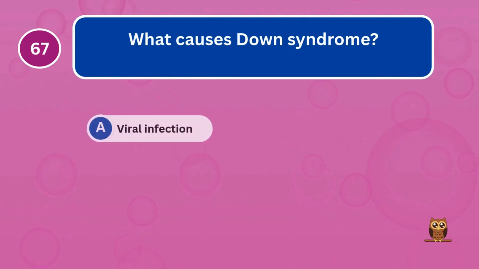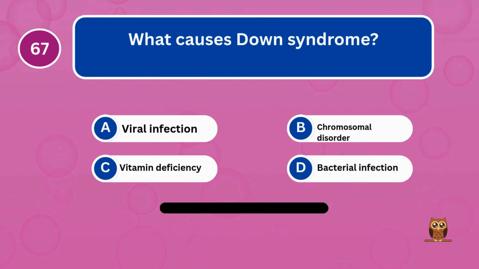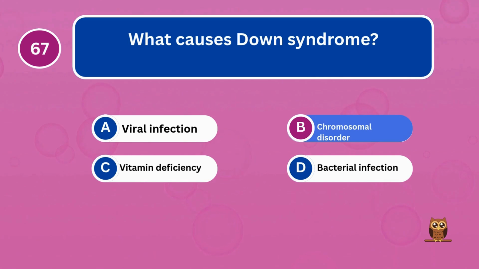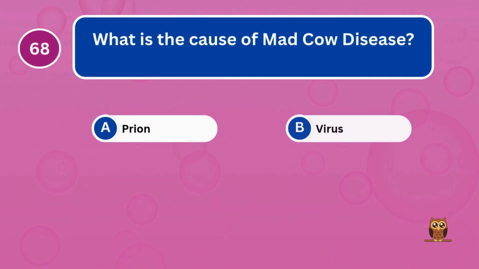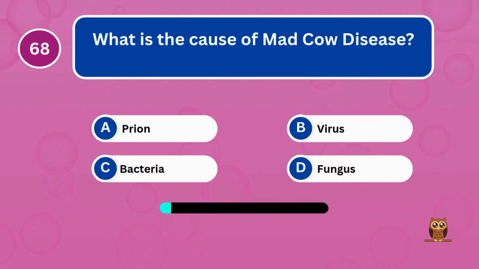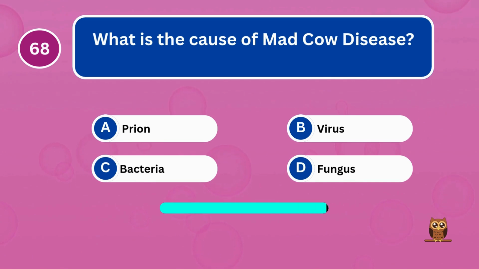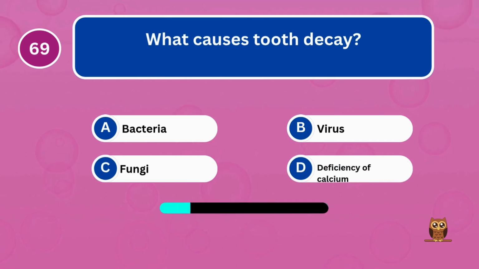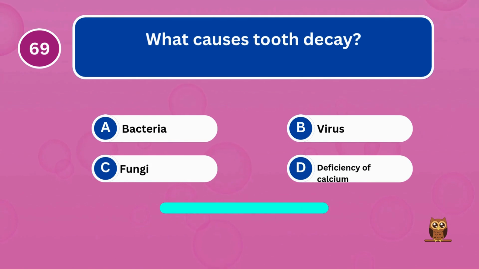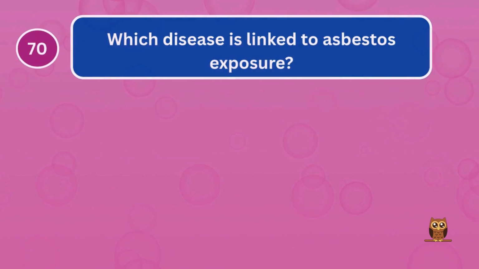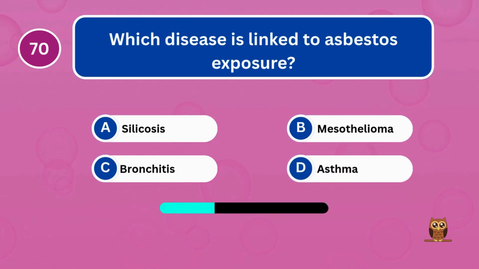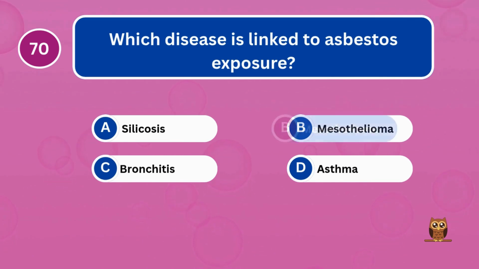What causes Down syndrome? Chromosomal disorder. What is the cause of mad cow disease? Prion. What causes tooth decay? Bacteria. Which disease is linked to asbestos exposure? Mesothelioma.